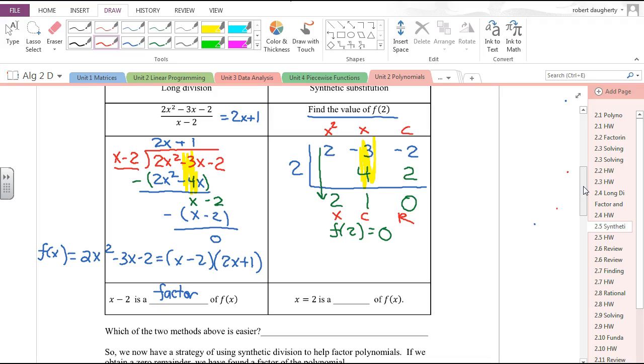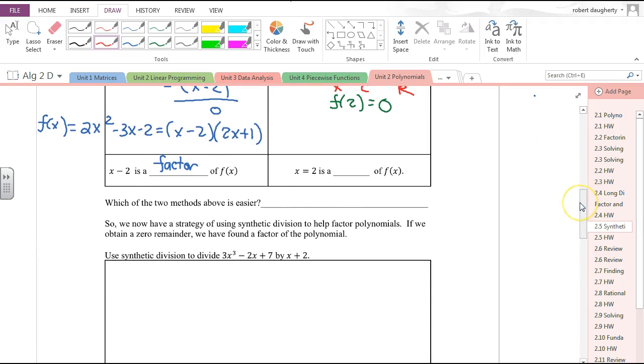Which of these is easier to do? One on the left or the right? The one on the right. This is easier to do. So what we're going to do from now on is to use synthetic division. So here I found that x minus 2 is a solution or root, okay? These are all the same thing. A solution, a root, a 0, okay?